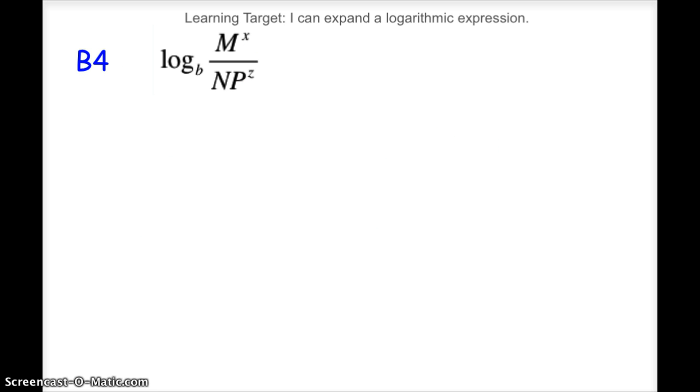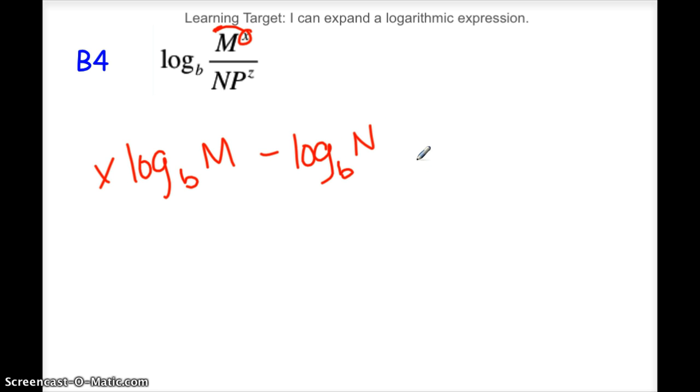All right, with this example, I'm going to go ahead and bring my power out in front of that first log. So I'd have x log BM. But now we have two things in the denominator, but remember the division trumps that multiplication. So when I write each of these logs, log BN, I'm going to subtract them. So I'm going to also subtract log BP, but P had a power, so I'm just going to go ahead and bring out that power of z. So then that way my expansion is done.